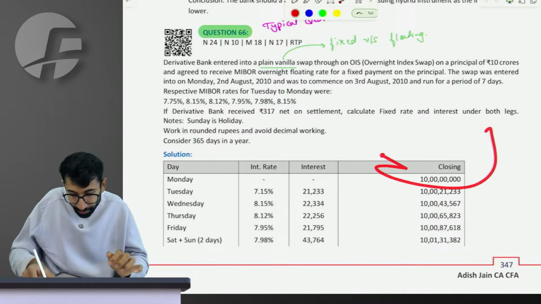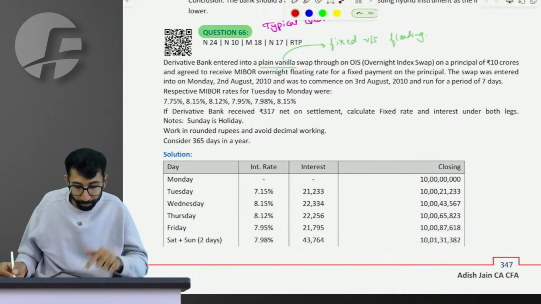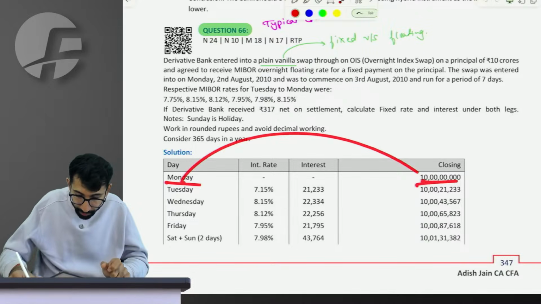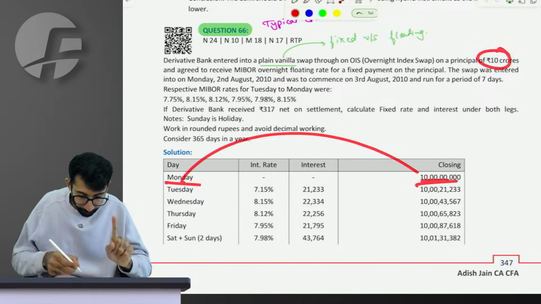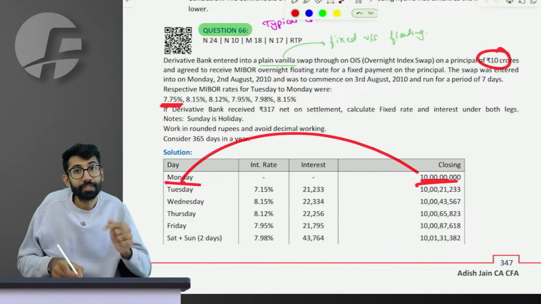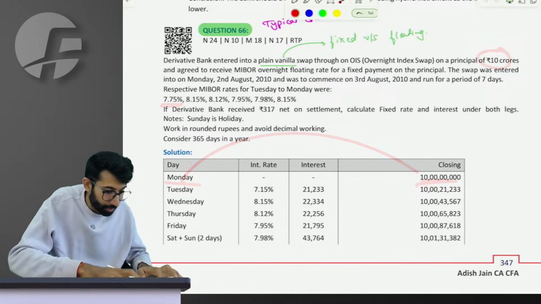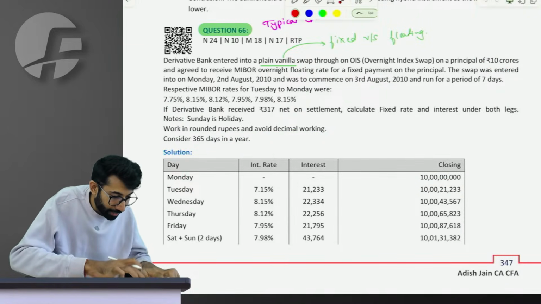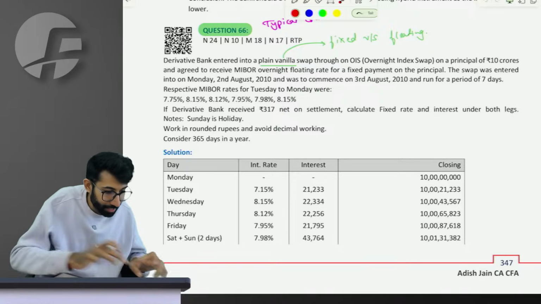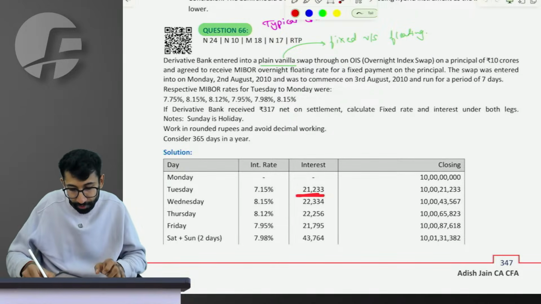Let's learn how you calculate the floating part. You have to learn compounding. Monday closing, 10 crore was the principal. First day 7.75% is the rate for a period of 1 day. So 10 crores multiplied by 7.75% for 1 divided by 365 is 21233.